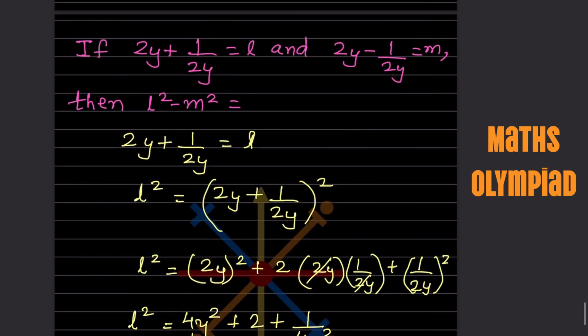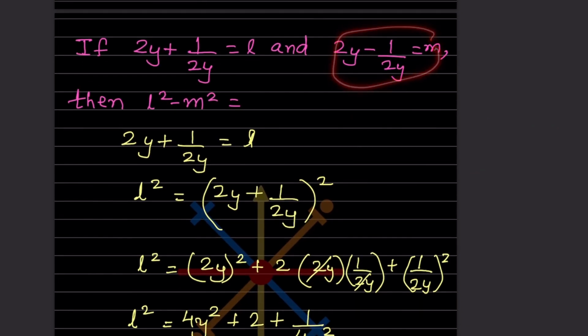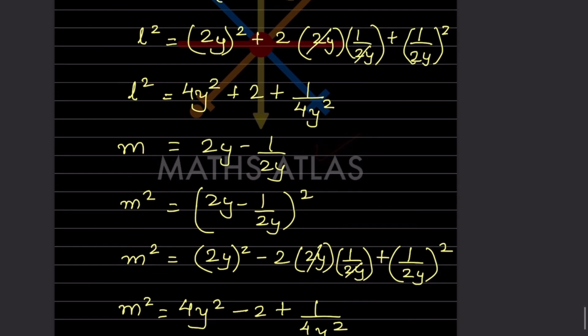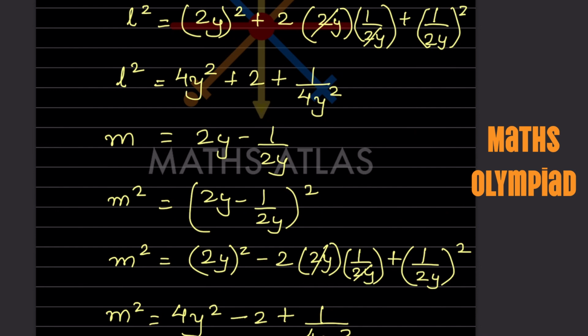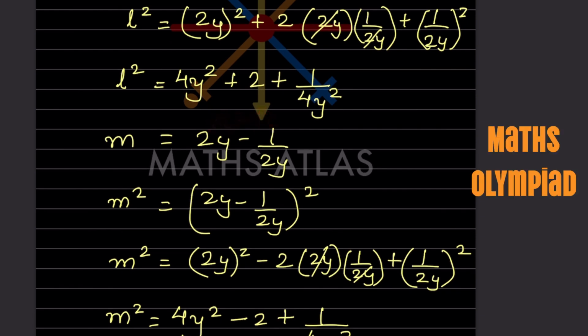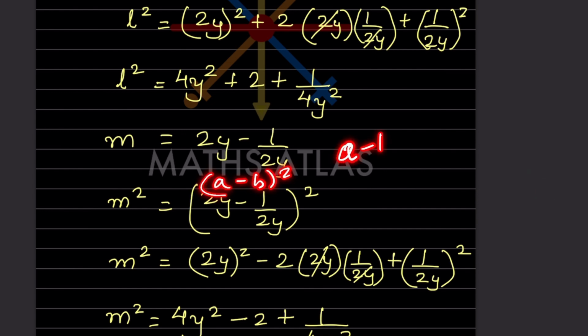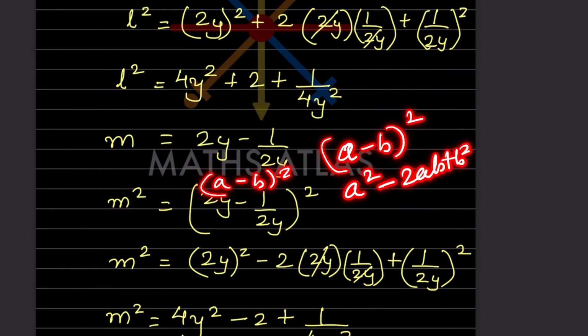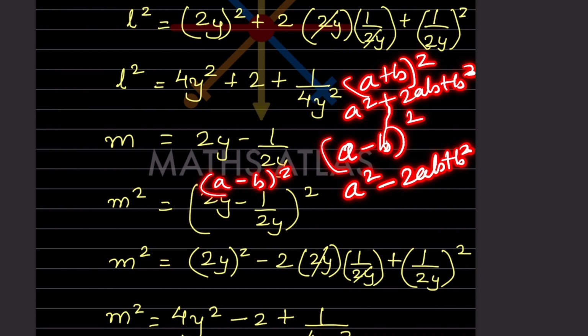Now let us take the other part, M is equal to (2y - 1)/2y. Again you are going to square both the sides, so M square would be this. This is the other formula, (a - b) whole square, that is a square minus 2ab plus b square. The only difference between both the formulas is that here it is plus and here it is minus. Hope you got this one.